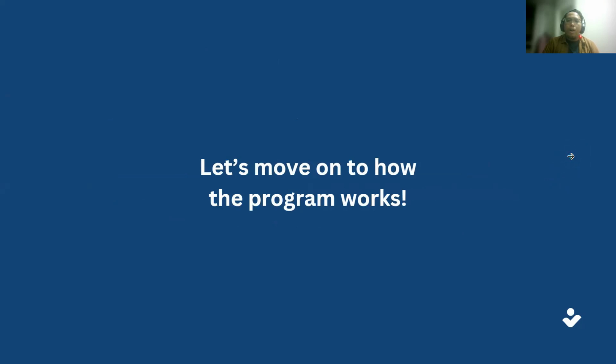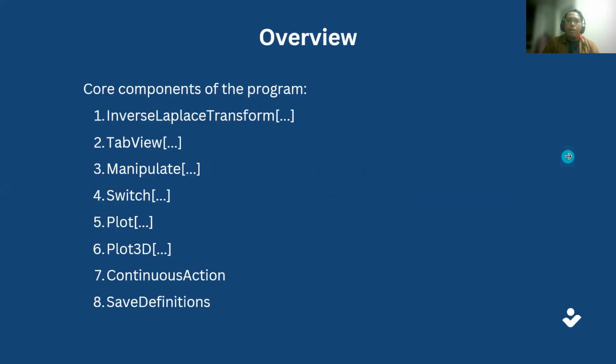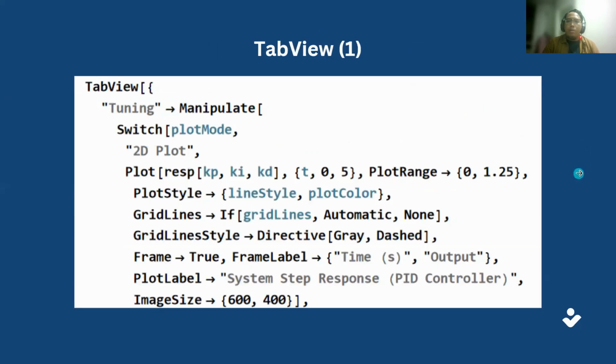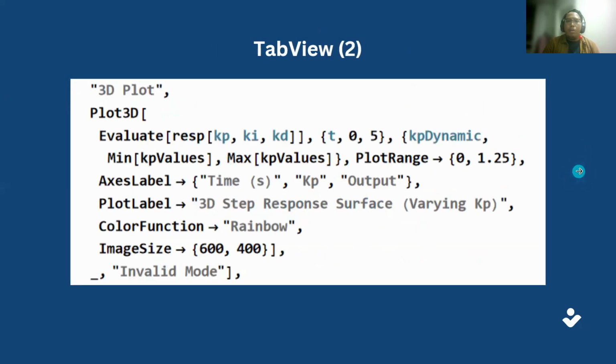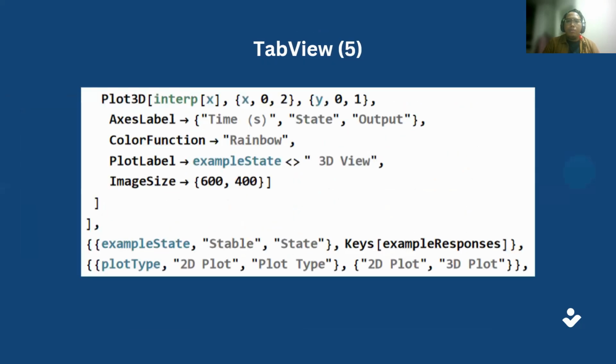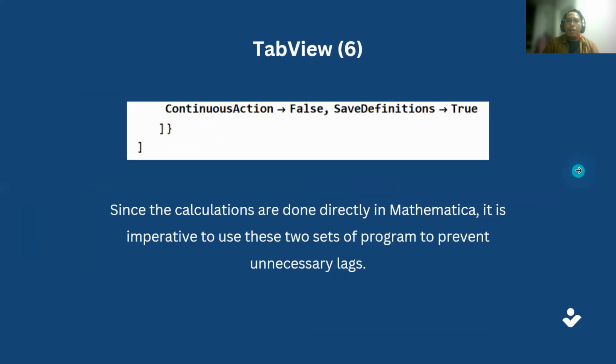Let's move on to how the program works. So here are the 8 parts of the core components of my program. This part is the first one, which is the initialization. And this one starts the Manipulate parts. And this one is also still part of Manipulate, these two, and also this one as well. And lastly, for this one, since calculations are done directly in Mathematica, it is imperative to use these two sets of options to prevent unnecessary lags.